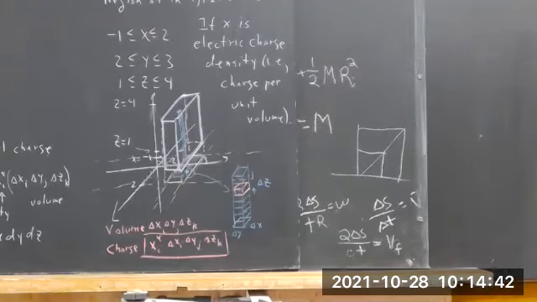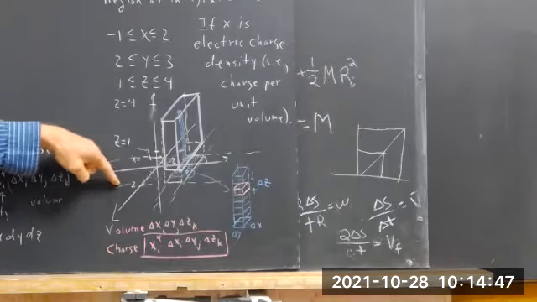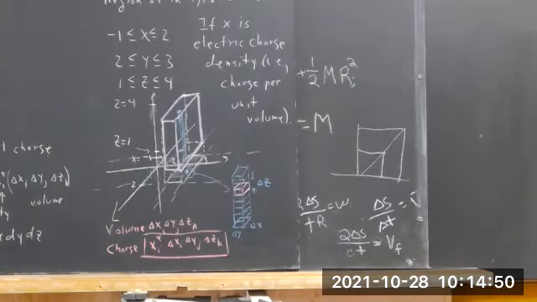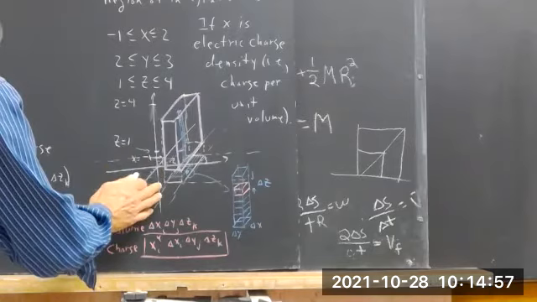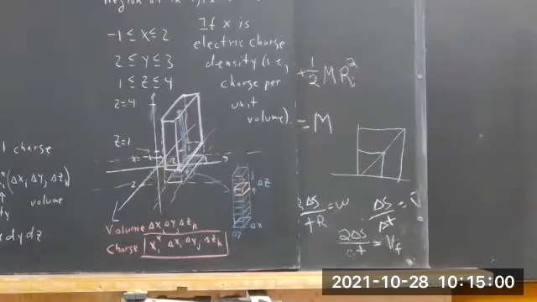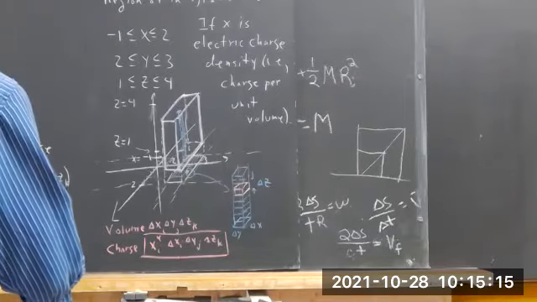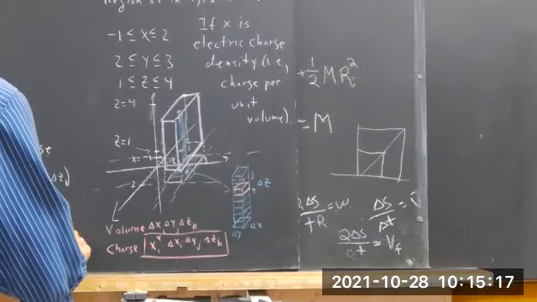And since your x partition went from x equals -1 to x equals 2, so -1 to 2 corresponds to this region. Okay. Y goes from 2 to 3. And z goes from 1 to 4. X goes from -1 to 2, y goes from 2 to 3, z goes from 1 to 4. And we just work this out. We see that the total charge is 9/2.